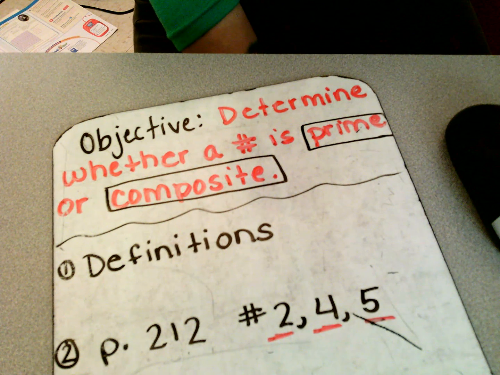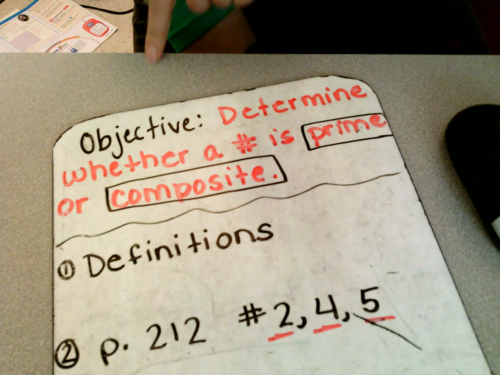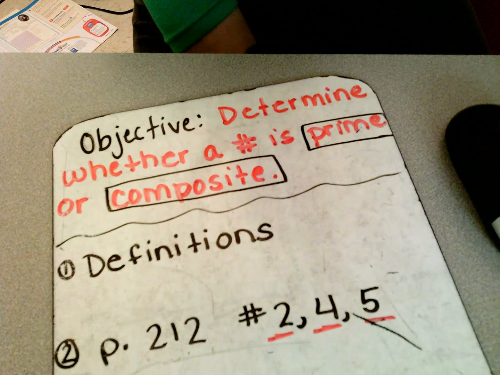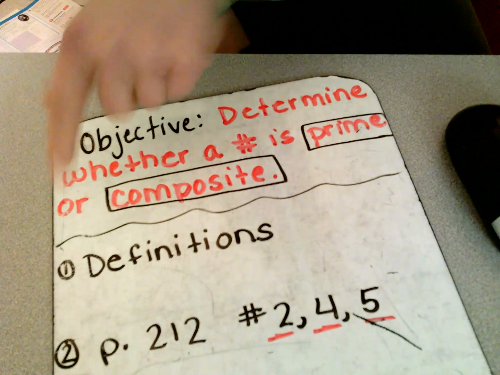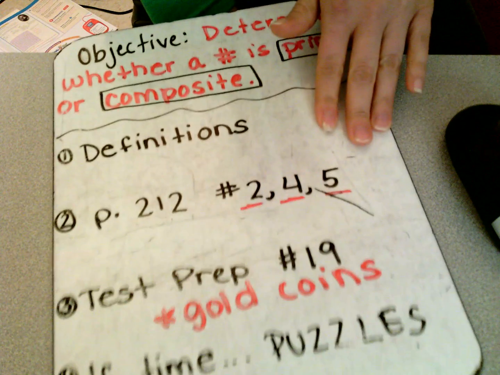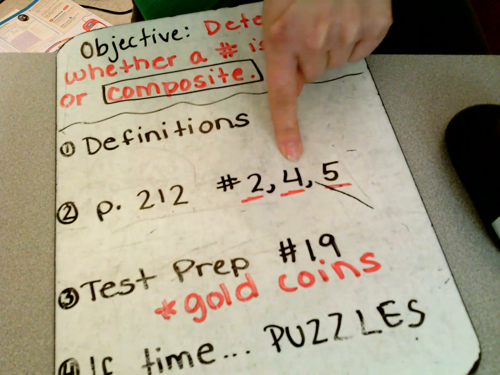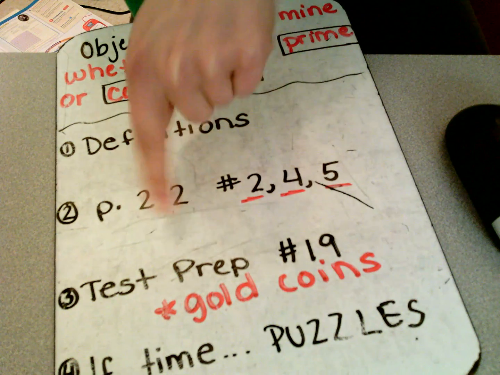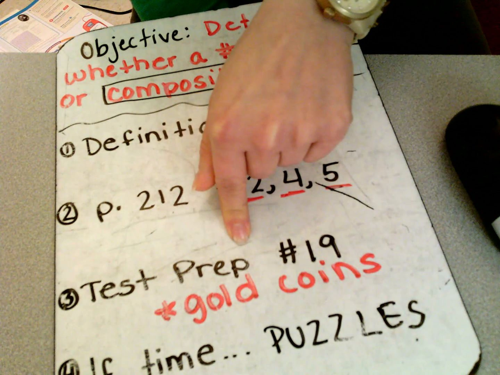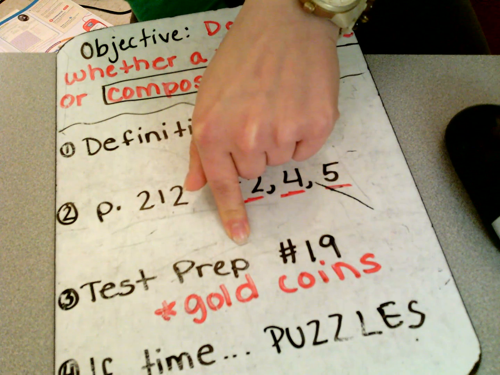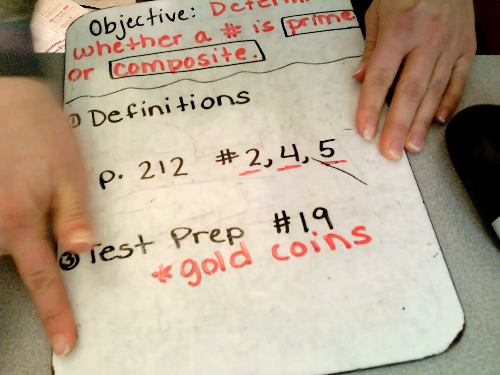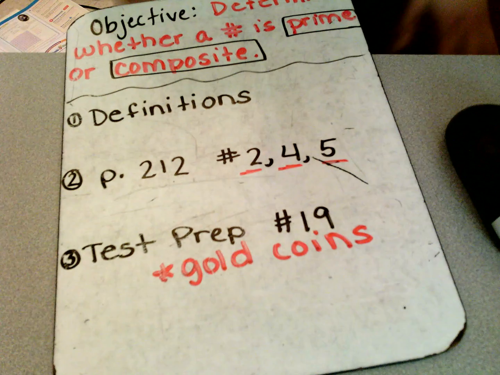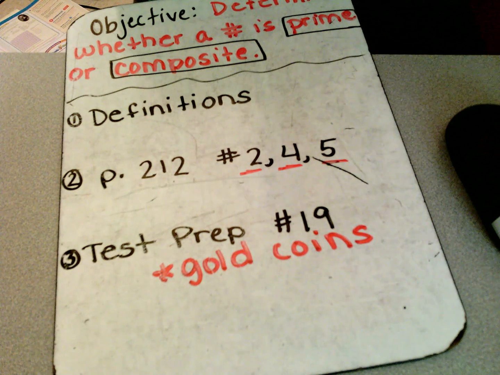Remember that our objective is determining whether a number is prime or composite. We started with definitions, so we have to finish number one because we didn't check that off. And we have 3 problems on page 212. You have a test prep problem, which is super easy. And then instead of the puzzles for today, you are going to be watching the 5.6 video, but I'll remind you during this. All right, so let's get started with our definitions.